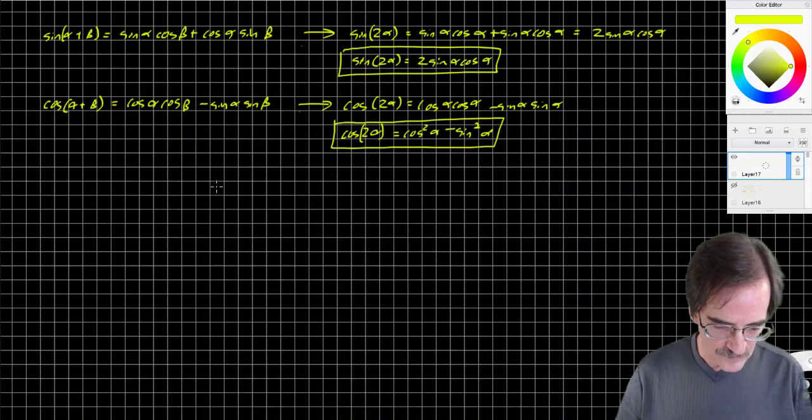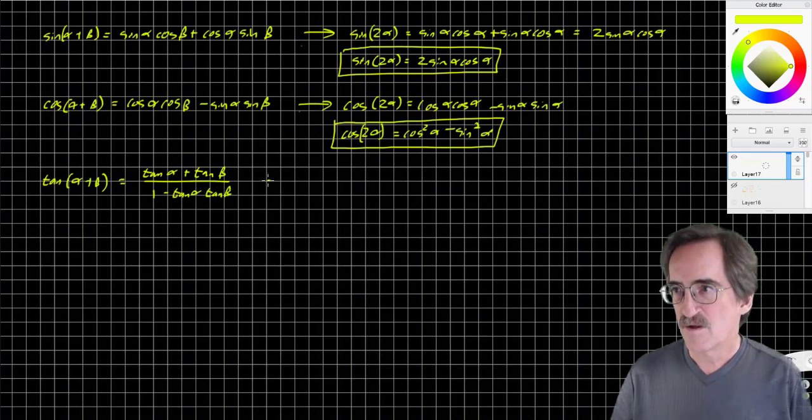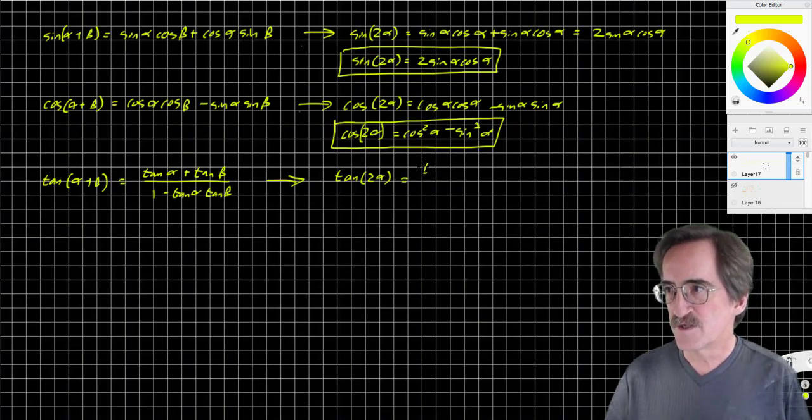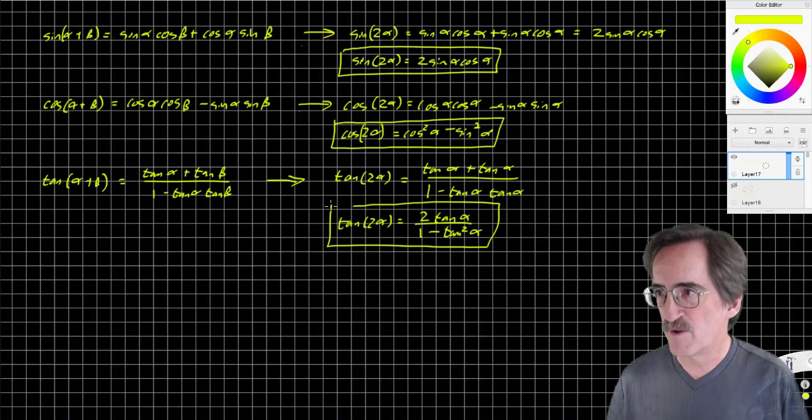Now the double angle formula for tangent is not too hard either. You recall the tangent formula. Tangent alpha plus beta is tangent alpha plus tangent beta over 1 minus tangent alpha tangent beta. So if I change this to tangent of 2 alpha, that is tangent alpha plus tangent alpha over 1 minus tangent alpha tangent alpha. Simplifying that, tangent of 2 alpha is 2 tangent alpha over 1 minus tangent squared alpha. Okay, so this is the double angle formula for tangent.